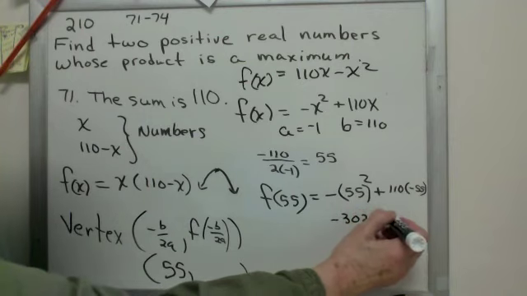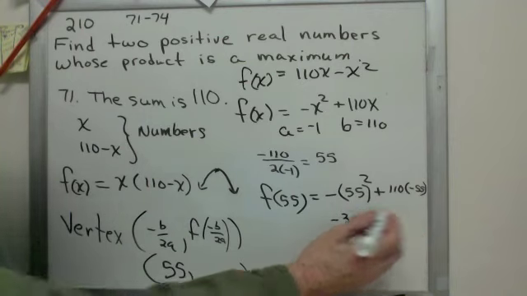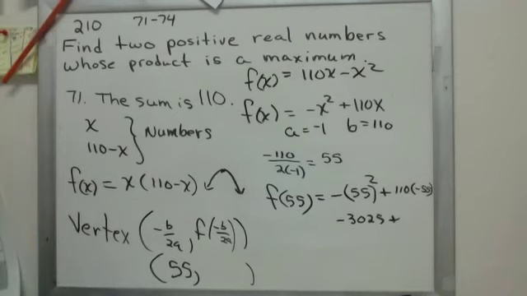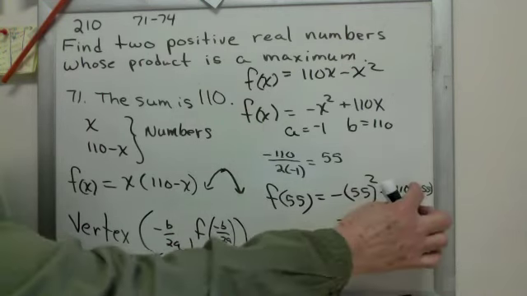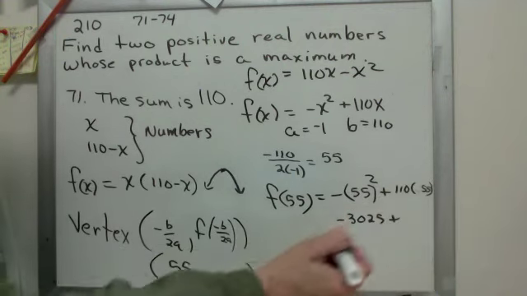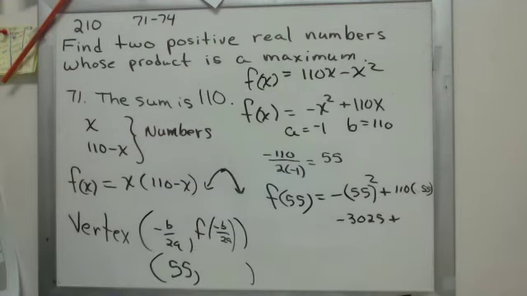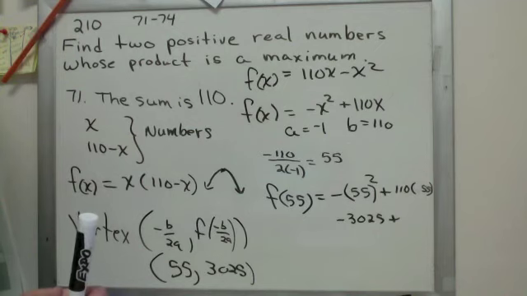3025 plus, what do I get here? I guess I could let you do that arithmetic, right? And, oh, that's a positive 55. I'll let you do that arithmetic. But it does come out to 3025. I don't want to waste any more time on this video. So hopefully that helps you. I like the second way. Choose whichever one you like.